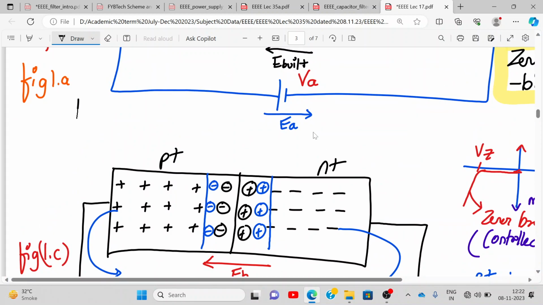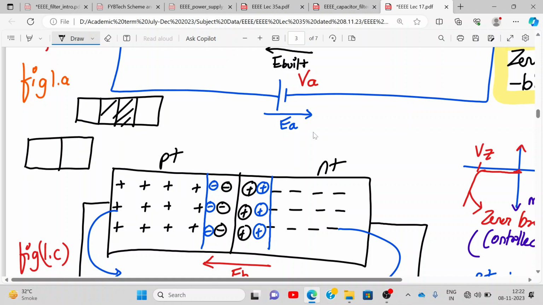If I have a PN junction diode like this, its depletion width is this. For a Zener diode, the depletion region will be very small, this much. And why does it happen? Because it's heavily doped.